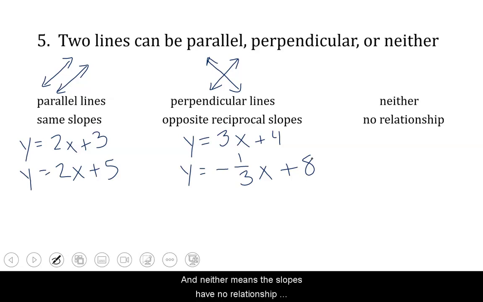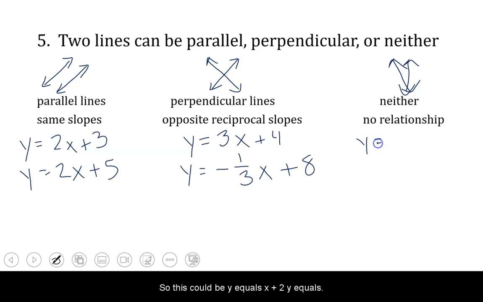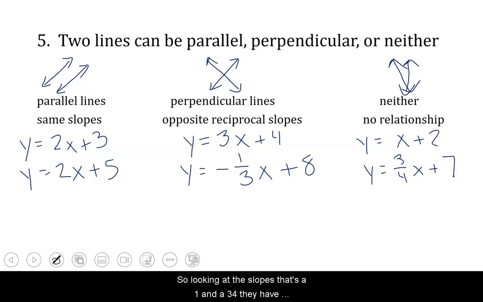And neither means the slopes have no relationship. They're completely different numbers, completely different lines. There's absolutely nothing in common. So this could be y equals x plus 2, y equals 3/4 x plus 7. So looking at the slopes, that's a 1 and a 3/4. They have absolutely nothing in common.